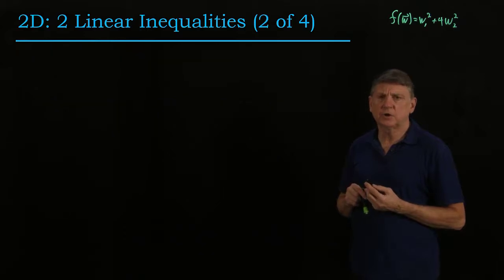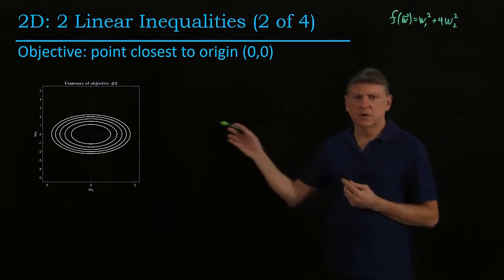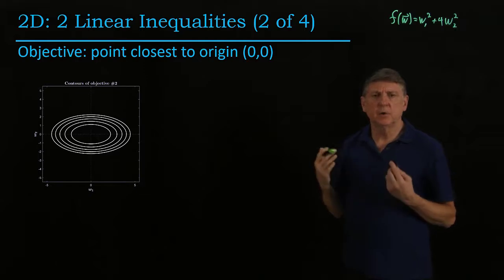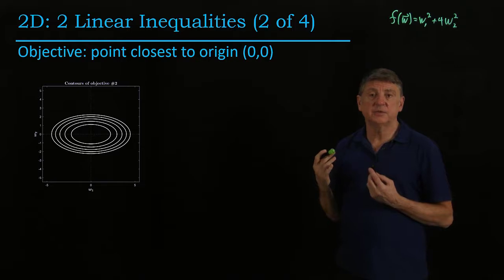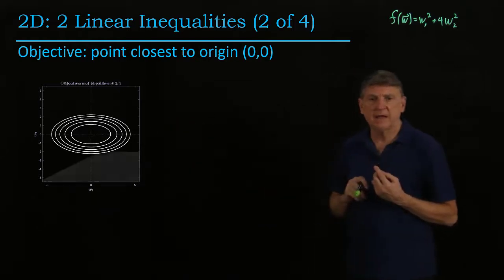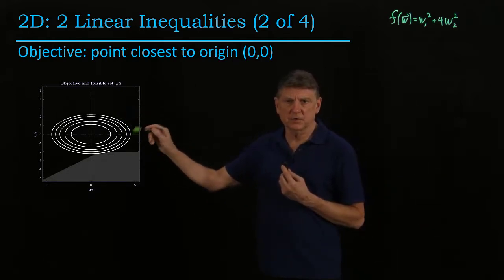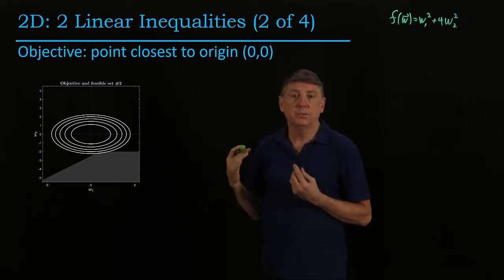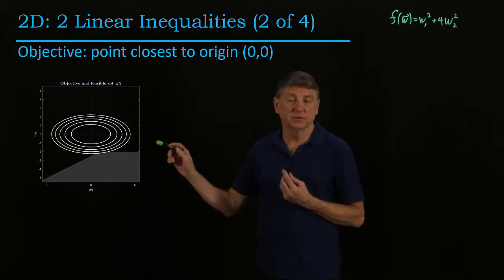Now let's take a look at the contours of our objective function. So here are the contours that correspond to this function. And now what we want to do is find a feasible point that has the smallest level possible. And graphically, here are our contours, and here is our feasible set. And so we want to know what point is inside this feasible set and has the lowest contour.